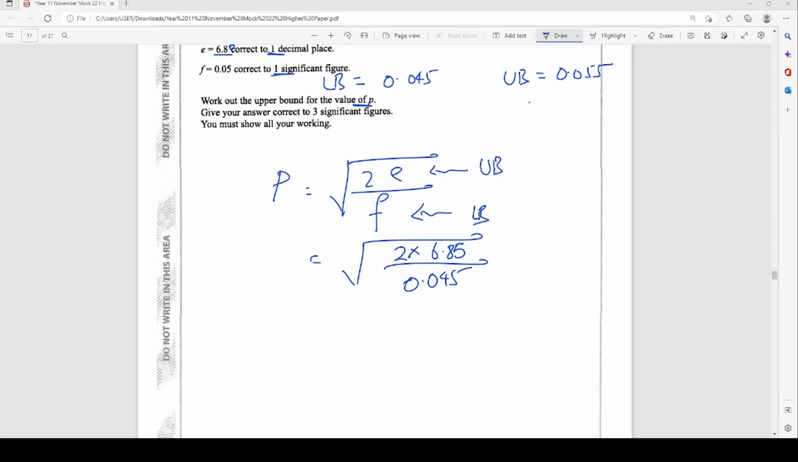I need a square root of 2 times 6.85 divided by 0.045. My answer came out to be 17.4483. Since I have to give my answer in three significant figures, my answer would be approximately equal to 17.4. That's what my answer is going to be.